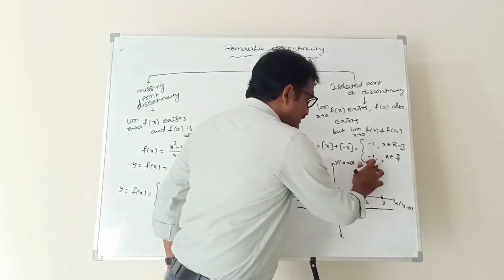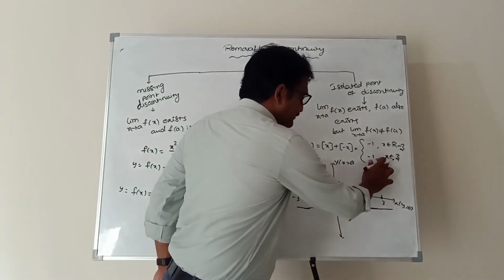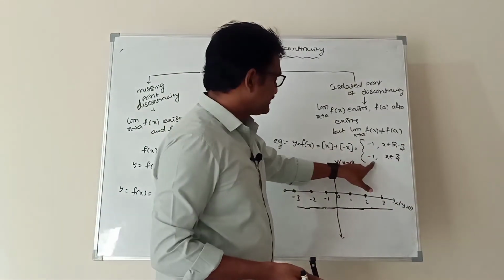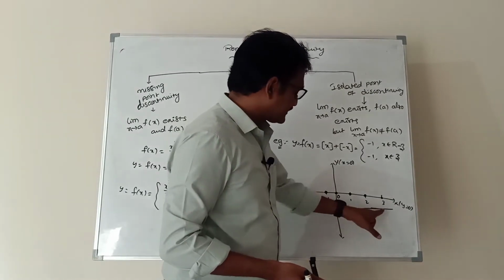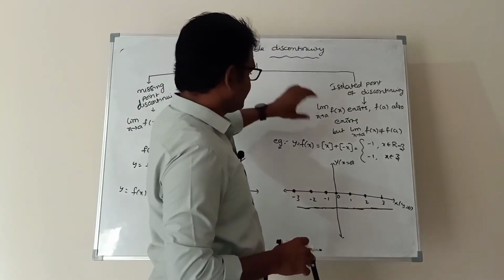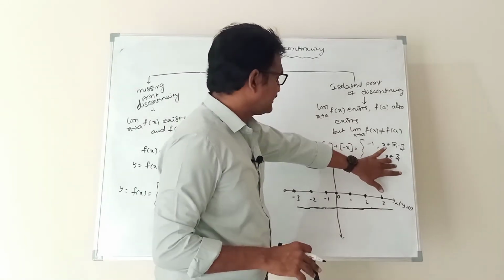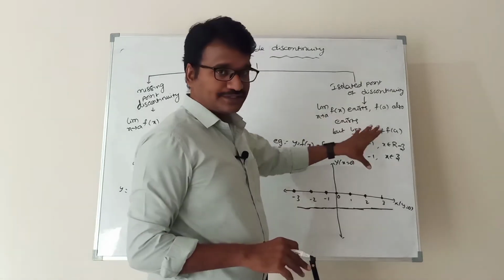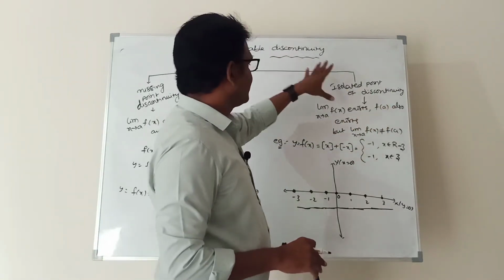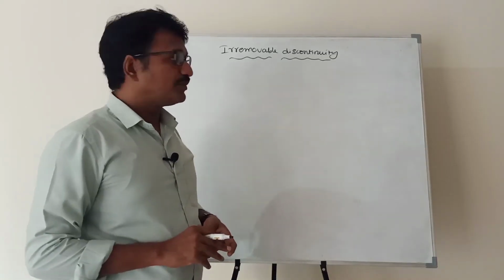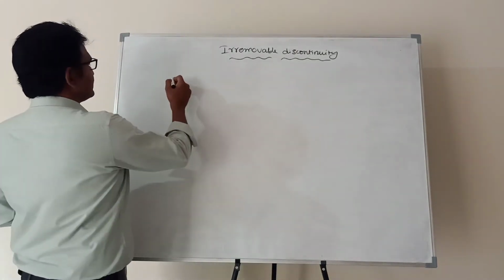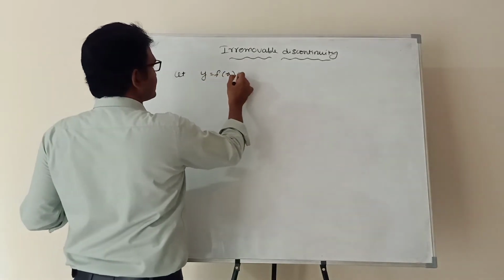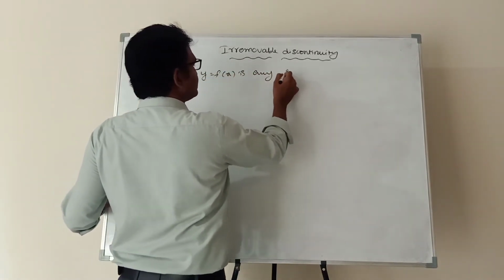In the place of y is equal to 0, if we redefine the function by giving y is equal to -1, then you will get a continuous function. That's why you can remove this discontinuity by redefining the value for x. That's why it is called removable discontinuity. The second type is irremovable discontinuity.